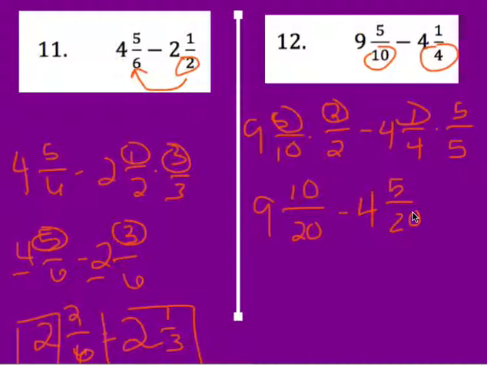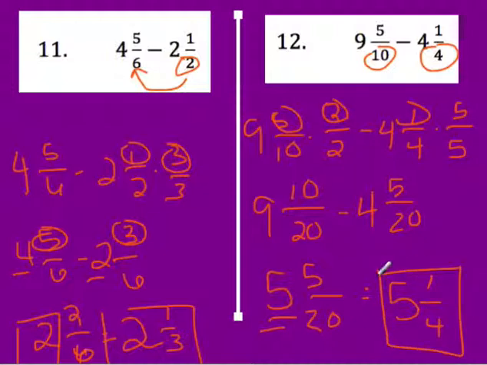Notice they have the same denominator. 9 minus 4 is 5. 10 minus 5 is going to give us 5 and then 20. And we actually need to reduce that fraction because 5 and 20 are both divisible by 5. So I'm going to keep this number the same. 5 and 20 are both divisible by 5, which is 1 over 4. So that's your final answer for number 12.